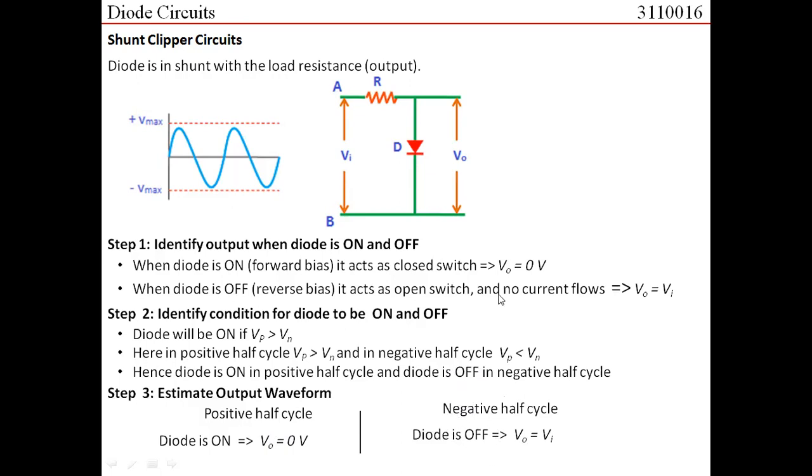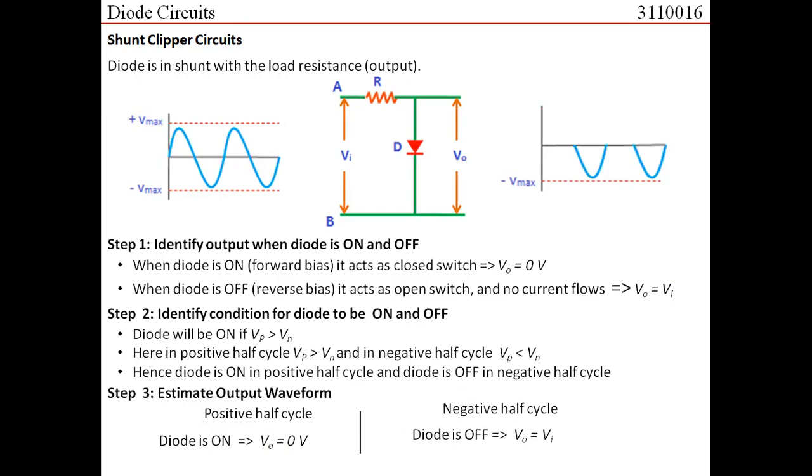And if the diode is off, output voltage is the same as the input voltage. So if we try to draw the output waveform, it would be something like this. During the positive half cycle, I don't get the output voltage. During the negative half cycle, the output voltage is the same as the input voltage. Again, in a positive half cycle, I don't get output voltage. The negative half cycle is reproduced in the same way as the input.